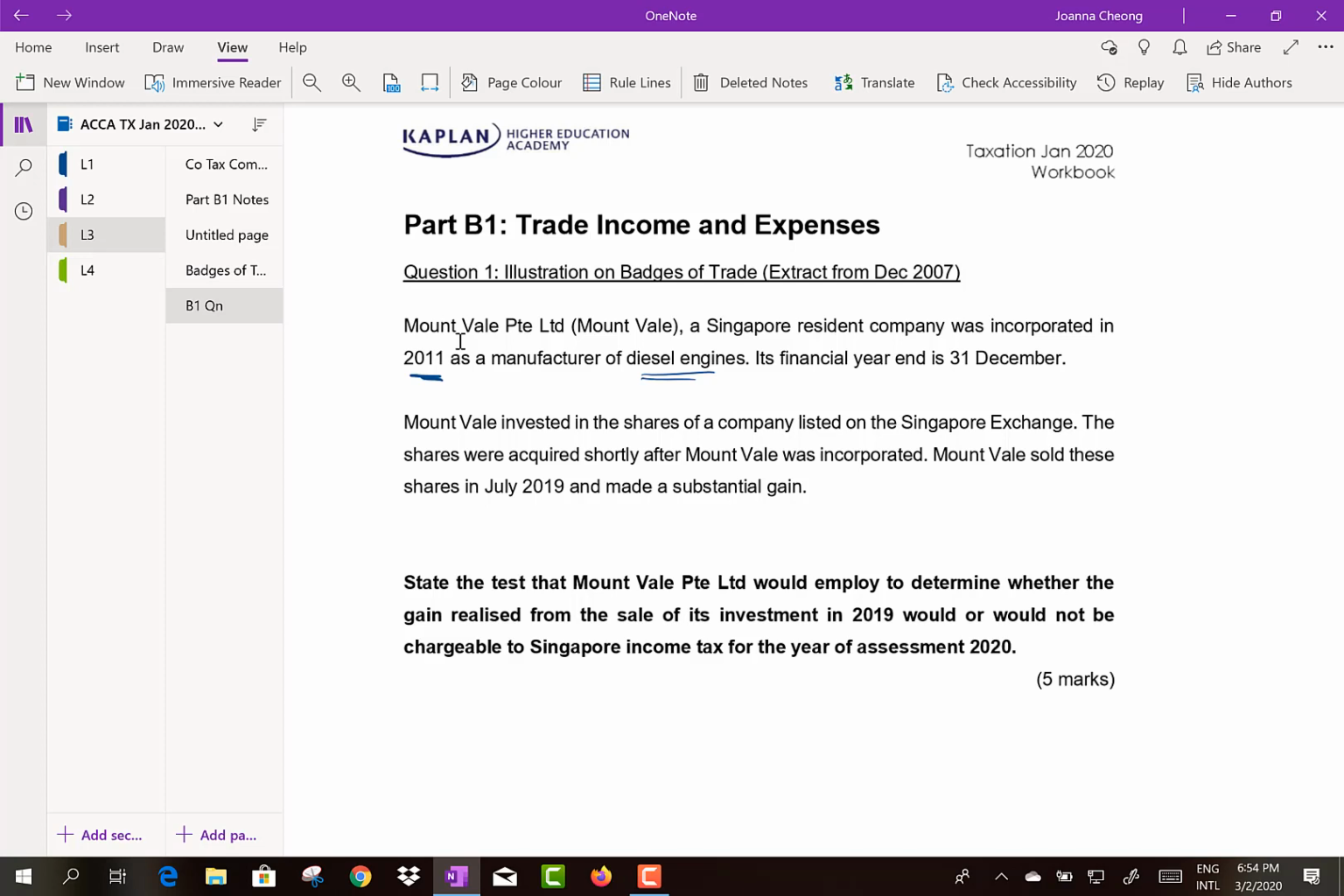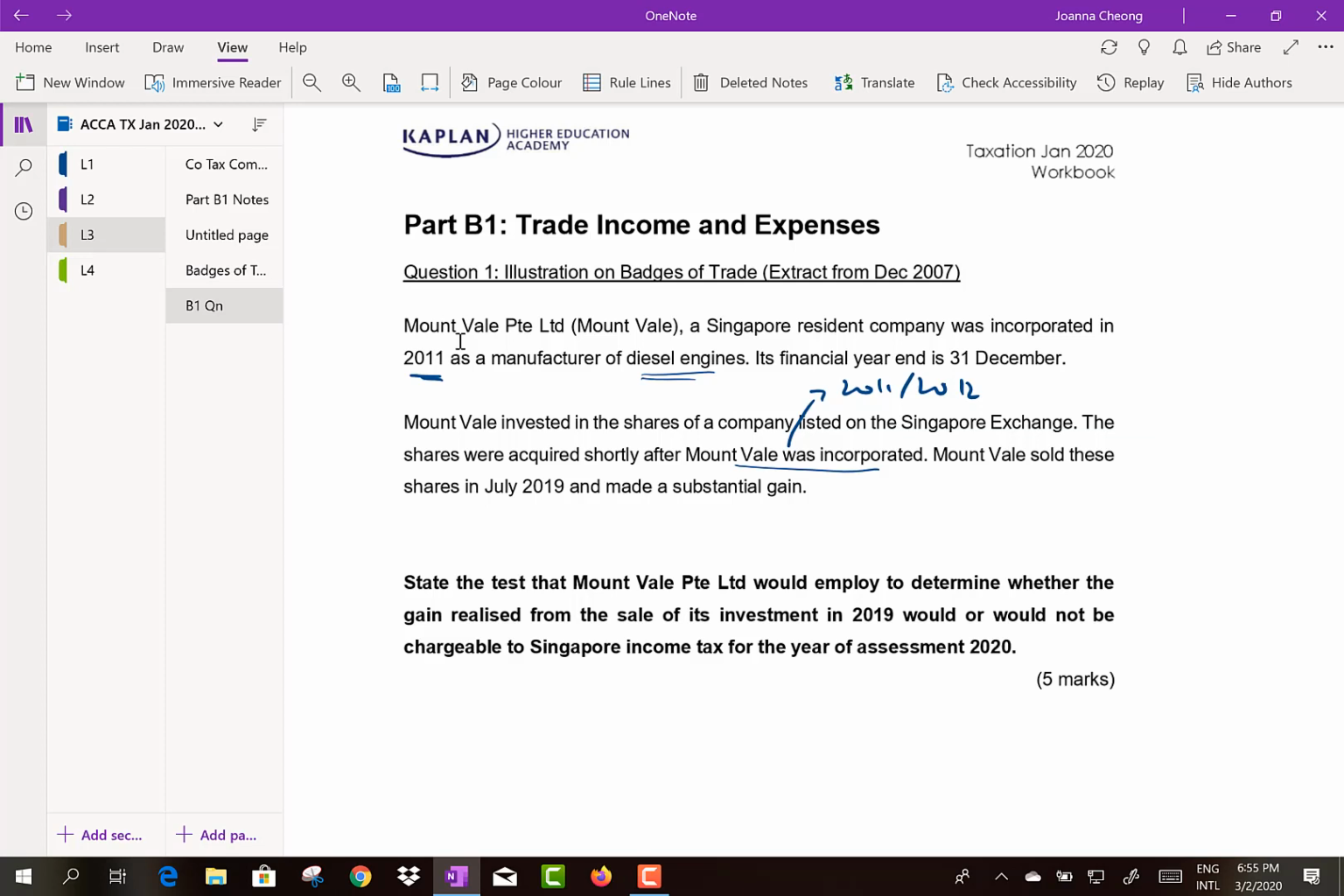And Malville invested in the shares of a company listed on the Singapore Stock Exchange. The shares were acquired shortly after Malville was incorporated. So from this wording, can you tell me roughly when Malville bought the shares? 2011, right? Or 2012? They're about correct or not? Because it says the shares were bought shortly after Malville was incorporated. Some say 2011, some say 2012. I think it's fair enough.